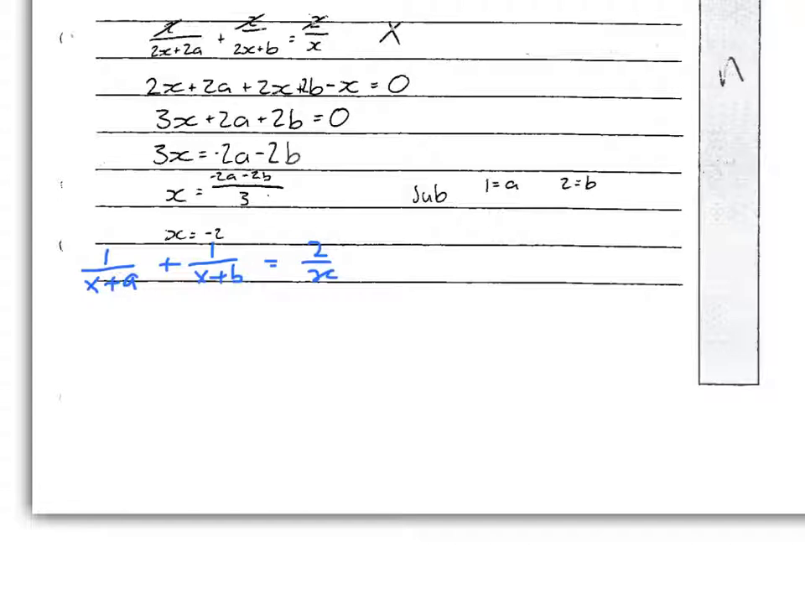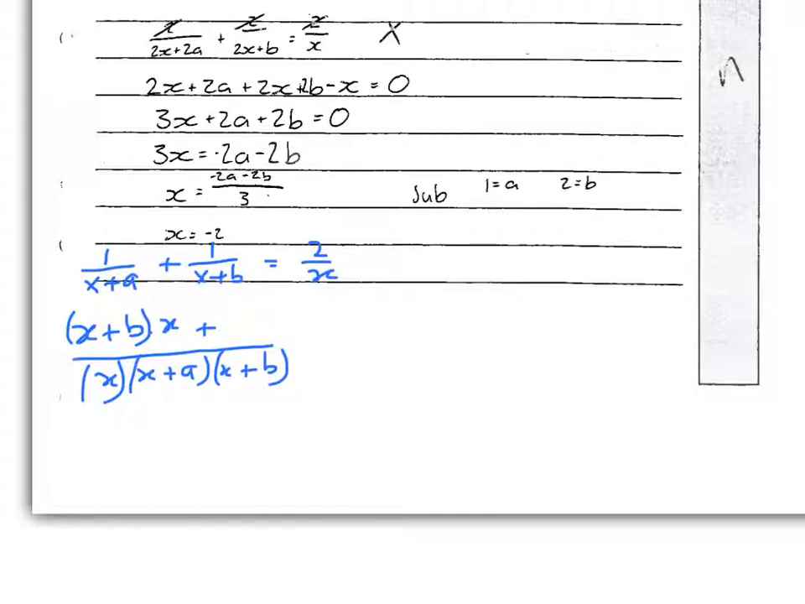It's the bottom that you want the same, so that you can just erase all the denominators and you're just left with the top. So my first fraction, I've got to multiply the bottom by x plus b and by x. To make that all, I'm going to have x, x plus a, and x plus b, all on the bottom here. And the second fraction needs to be multiplied by x and by x plus a.